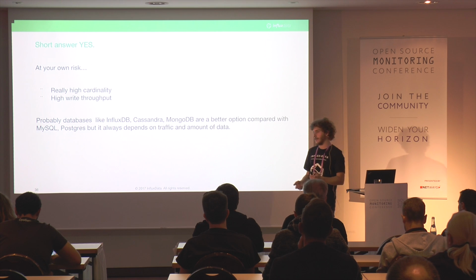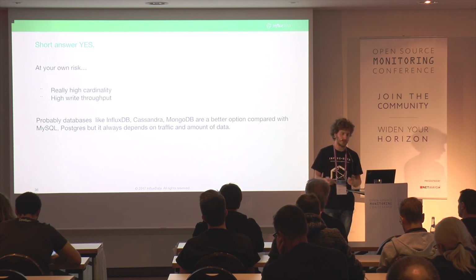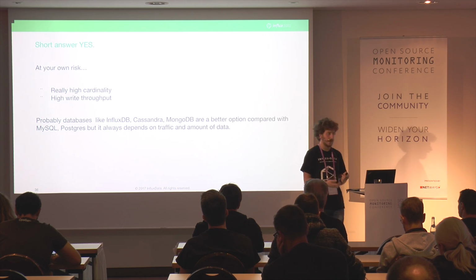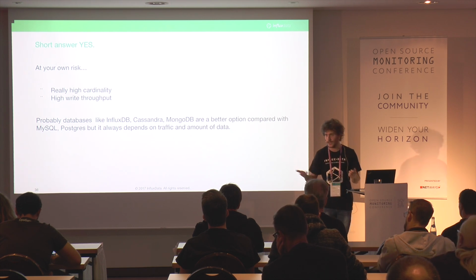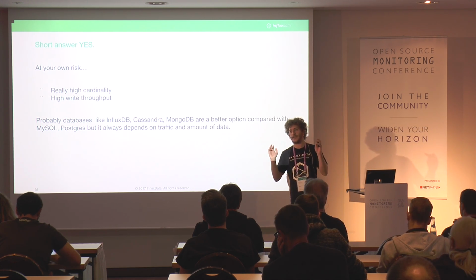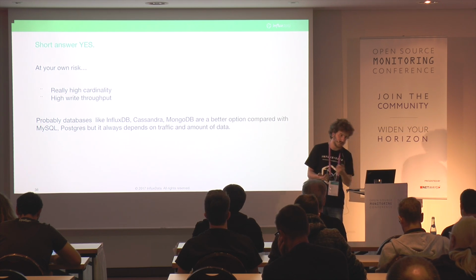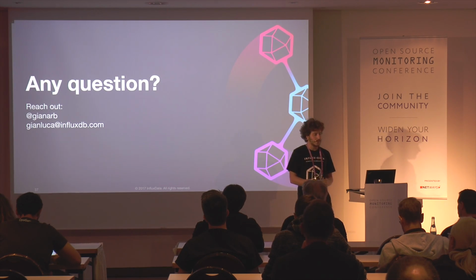And obviously, databases with high write throughputs are better. So usually a lot of people use Cassandra or MongoDB because they can handle a lot of writes. And so yeah, you can do whatever you want. Zipkin by default starts with an in-memory database. So if you have a lot of memory, you can use that. But yeah, it's expensive. So that's it.